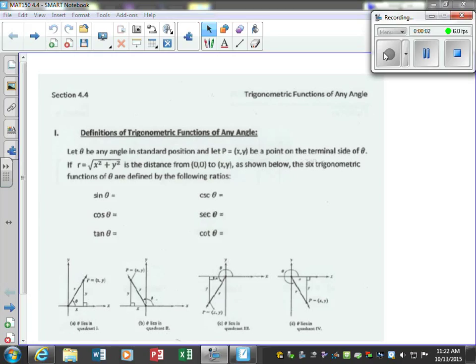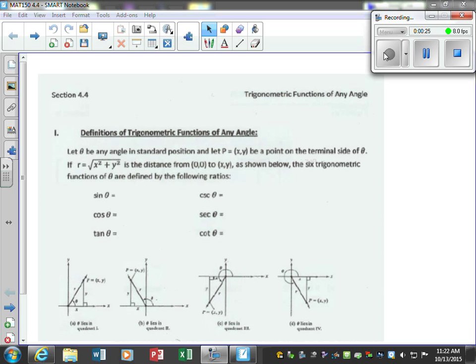Alright, in this section, we're going to talk about the definitions of the trig functions for any angle. So prior to now, we've really focused on just the unit circle, and you've learned all your trig definitions with respect to the unit circle with a radius of 1. So now I'm going to say, if I give you any radius, how does that apply?